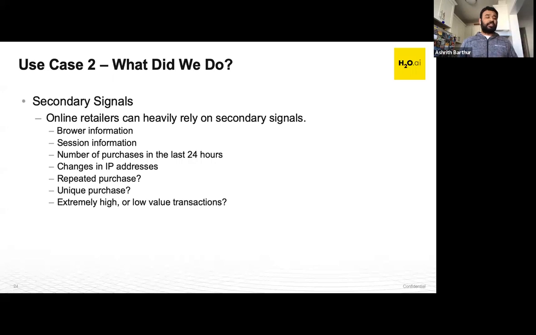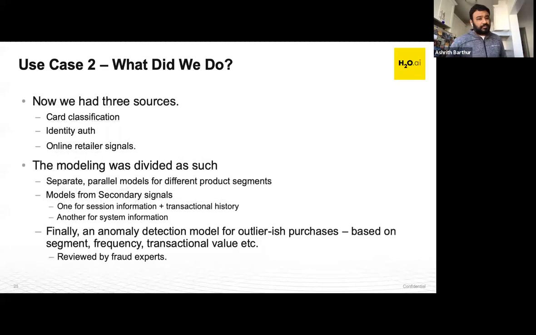So these are some of the features that we added into the data set, where we used this information to try and differentiate between something that was fraudulent and something that was not. And it gave us a lot of value when we were trying to separate the space. So what did we actually go about doing? There were already two sources of information. One was the card classification, the other one was the identity authentication. So we added the third one, which was the online retailer secondary signals.